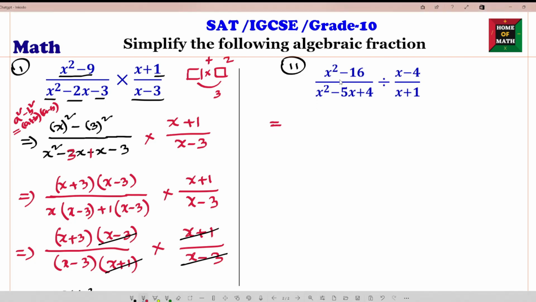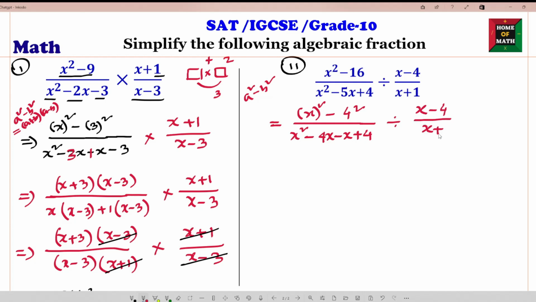Second question. Here are also two fractions, but they will be divided by each other. So x squared minus 16 divided by x squared minus 5x plus 4, the first fraction, divided by x minus 4 divided by x plus 1. First we have to simplify the first fraction. Here x squared minus 16 looks like a difference of squares, a squared minus b squared. So x squared minus 16 means x squared minus 4 squared, and the denominator we can write as x squared minus 4x minus x plus 4. How? Because minus 4x minus x makes minus 5x, and 4 times 1 means 4.